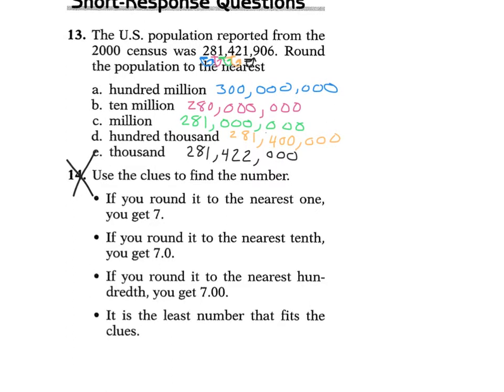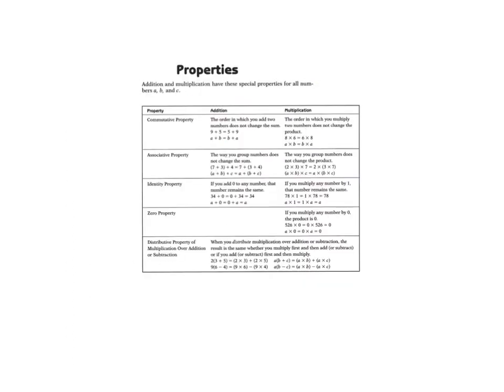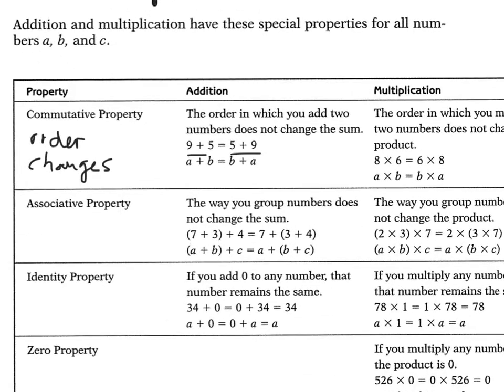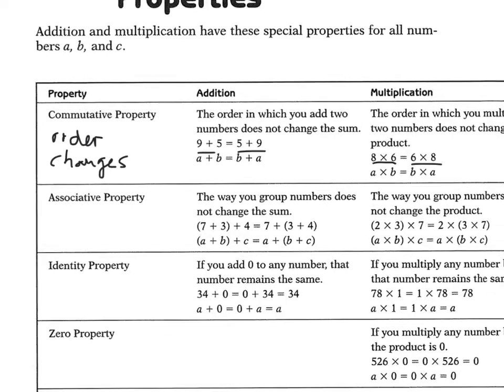We're going to skip number 14. Okay, this brings us to our addition and multiplication properties. So first we have the commutative property, and with this property, the only thing that changes is the order. So when our order changes, the sum of the two numbers doesn't change. So we can add 9 plus 5 or 5 plus 9 and we'd get the same answer. And same thing with multiplication. We can multiply 8 times 6 and it's the same thing as saying 6 times 8.